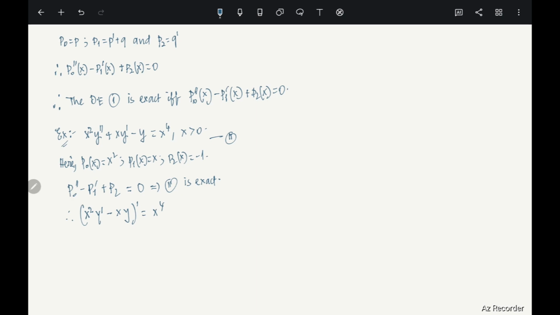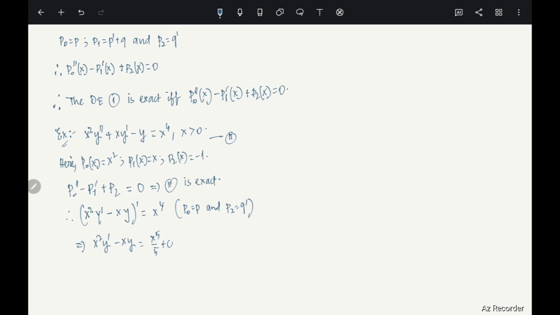Is this okay? You understood what I am trying to say? If it's exact, you can write it like this. So basically p naught is p, and q prime is p2. What is p2? P2 is minus 1. So q prime is minus 1, so q has to be minus x. So this is fine. Now if this is the case, then we can write it as x square y prime minus xy equals x power 5 by 5 plus some constant c.